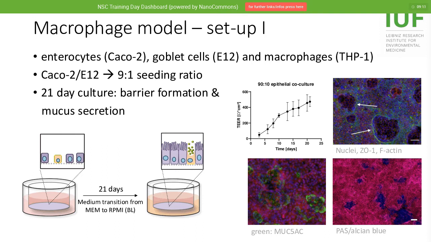The second part that we are waiting for is the secretion of mucus, which we can detect either by specifically staining for particular mucins, as shown in the image at the bottom on the left for mucin 5AC, which is the major mucin secreted by the E12 cells, or more generally staining neutral and acidic mucus, as shown by the PAS and Alcian blue staining.